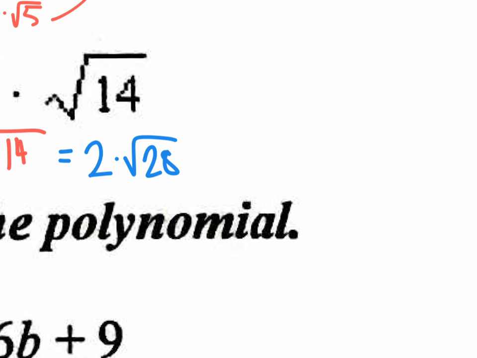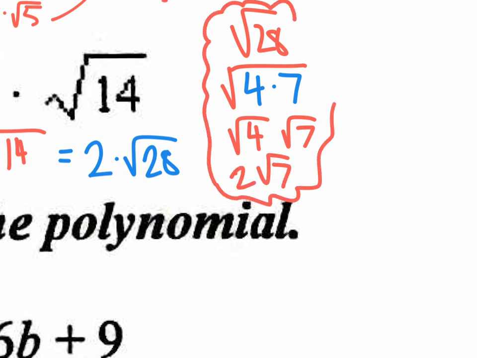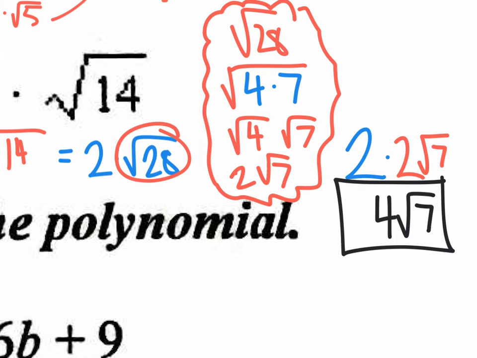The square root of 28, we could rewrite that. We could break it down. The square root of 28 becomes, and of course we're going to split it, and of course we're going to get 2 square root of 7. But keep in mind that that's just the value of the square root of 28, which is here. So I really have the 2 that's out in front times 2 square root of 7. Final answer is 4 square root of 7.